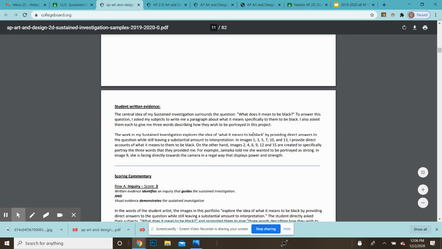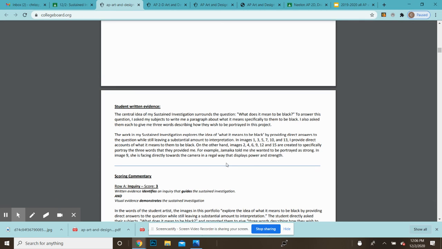So it explains what it means to be Black. It provides answers. And then it talks about in images, you need to do this because everyone that I've ever seen that scored well says you have to talk them through. In images, this and this, I showed this. In images, this and this, I showed this.